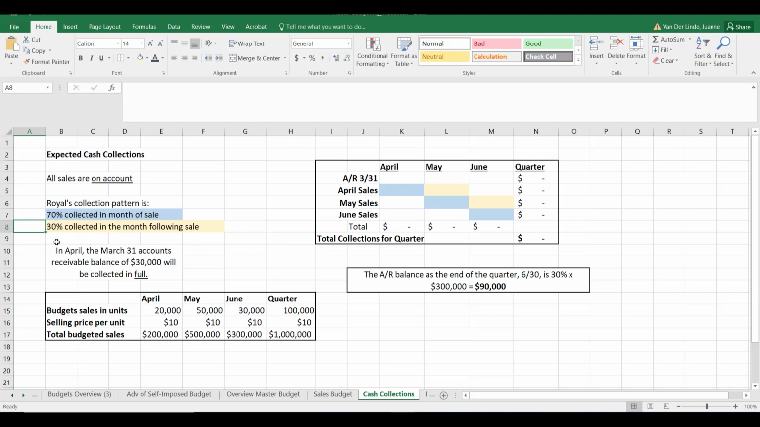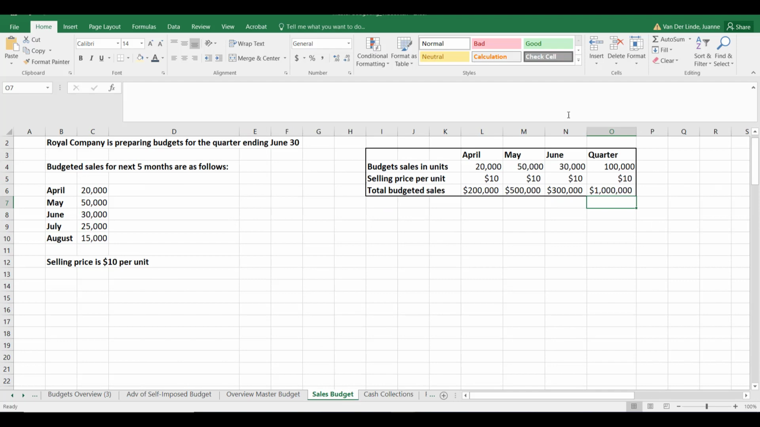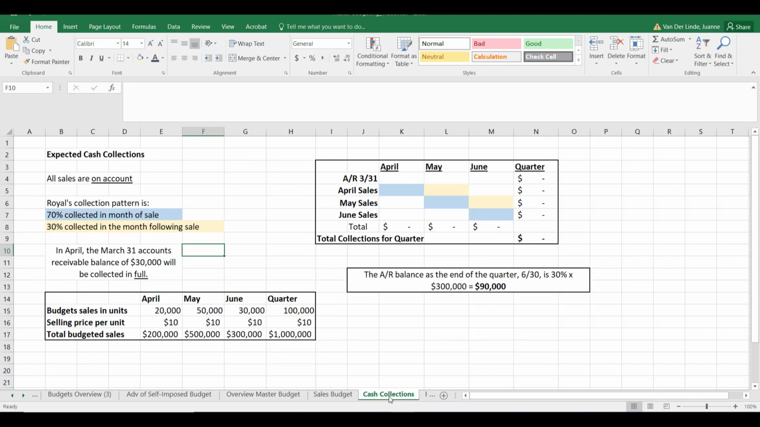Okay? And then they say the March 31st, so the end of the prior month before April, accounts receivable balance of $30,000 will be collected in full in April. So we want to figure out for each of these months how much cash we are expected to collect, and how much cash we are expected to collect for the entire quarter. So I pulled the sales budget from here and copied it over here because we're going to need it.